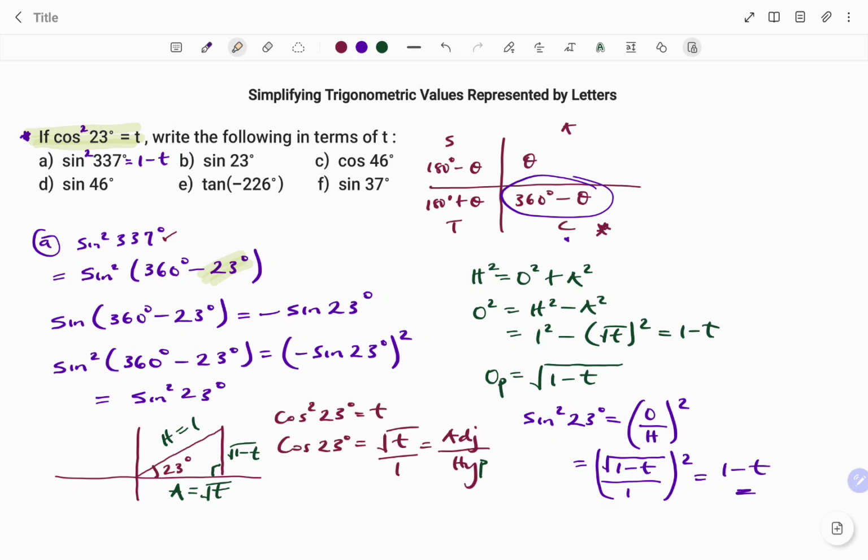So, in summary, we've been able to move from sine squared 337 degrees, it's equal to sine squared of 23 degrees, which is equal to 1 minus t. Let's go to part B, which says, write in terms of t sine 23 degrees.